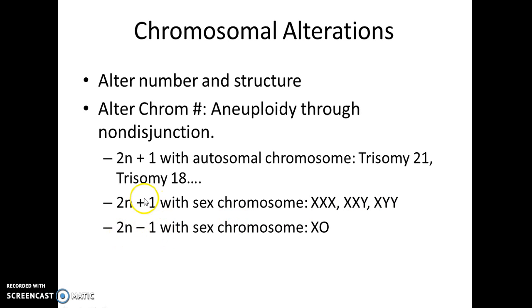Or you can be missing a sex chromosome. You only survive if you're missing an X. So in this one, it's 2n minus 1, which is 45 chromosomes. This individual is XO, X and nothing. It's a female individual, because there's no Y chromosome there, right? And it's called Turner syndrome.